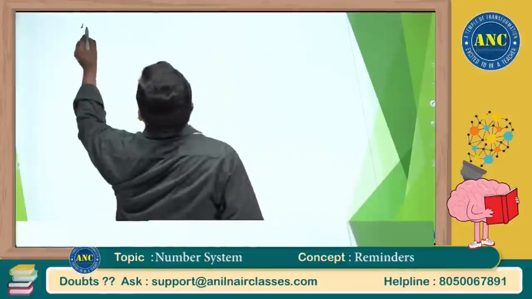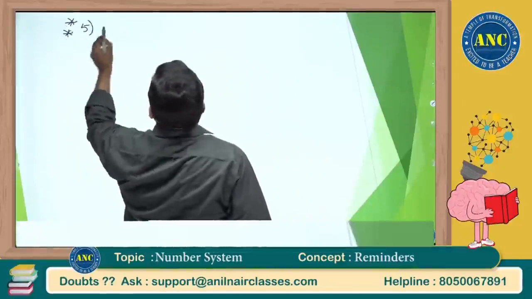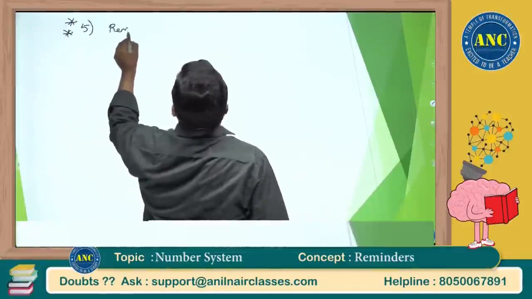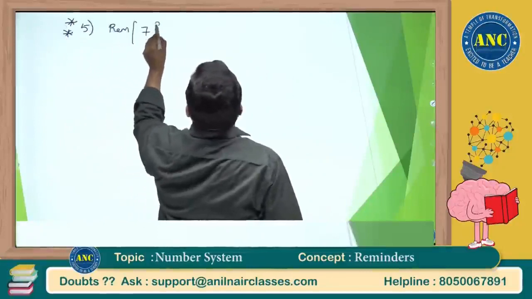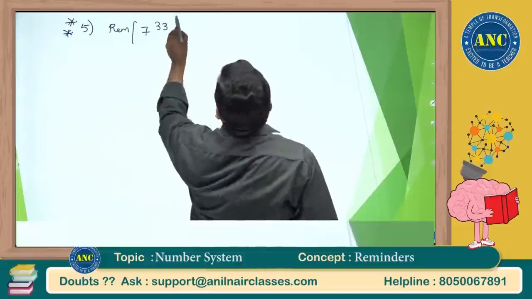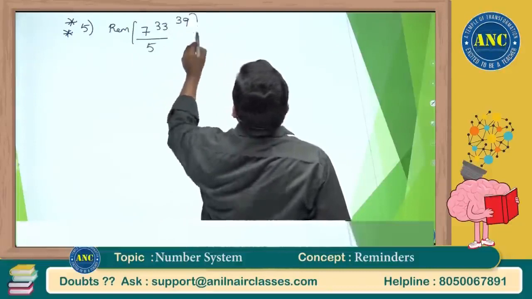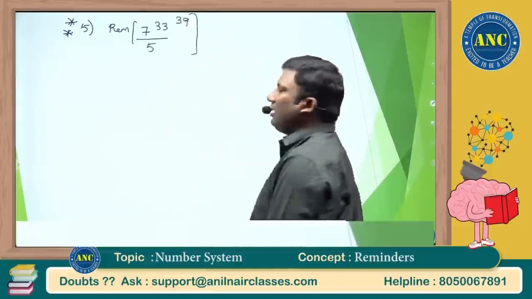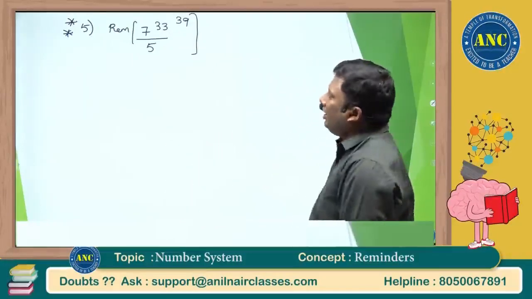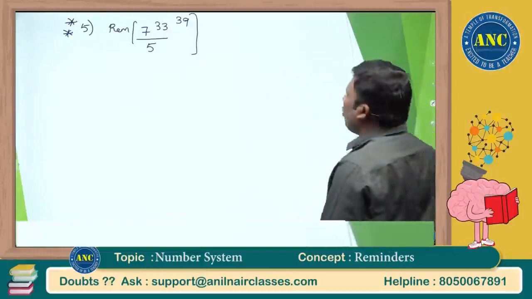Fifth question. Please put a star mark on this question. Reminder: 7 power 33 power 39 divided by 5. What is the remainder? Very, very good question.